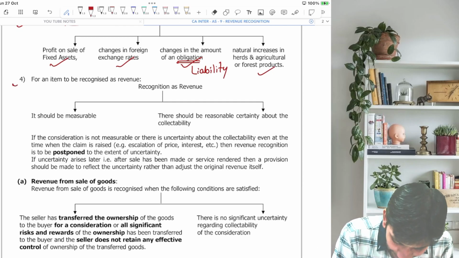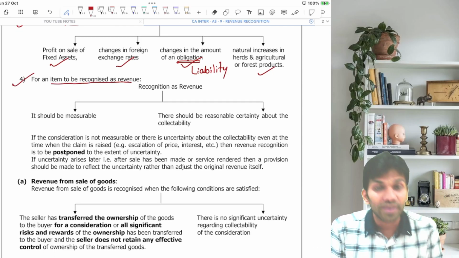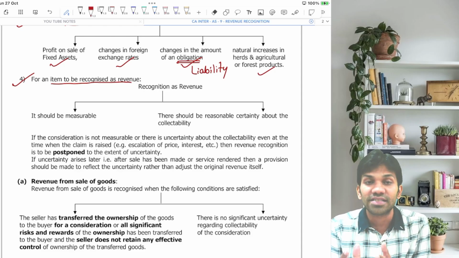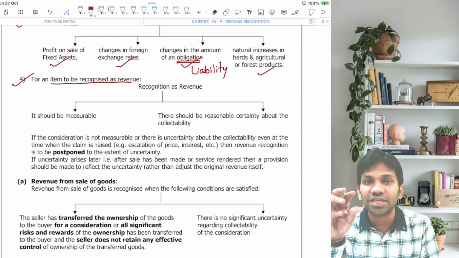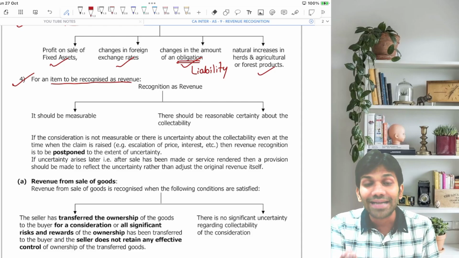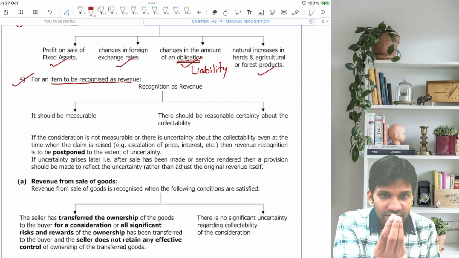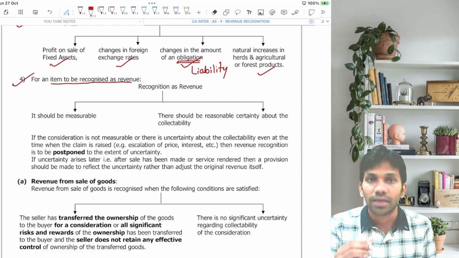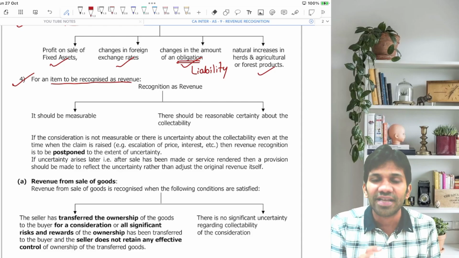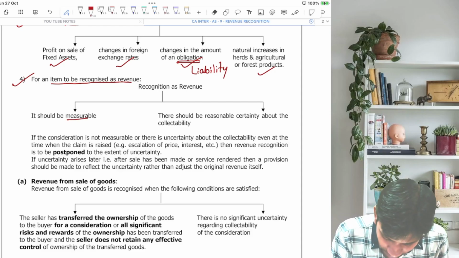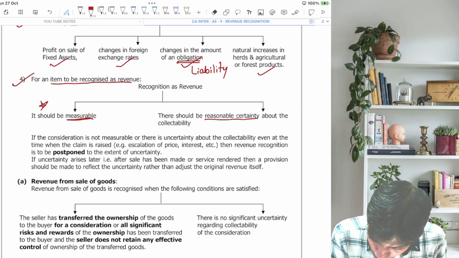Now, for any item to be recognized as revenue. So basically, which item should be recognized as revenue? Revenue recognition means कौन सी चीज को हम revenue बोलेंगे? Which item will be recognized as revenue for us? Is this revenue? Is this revenue? That I am trying to say. For any item to be classified as revenue, there are conditions. It should be measurable. Please mark it important. And there should be reasonable certainty about the collectability.